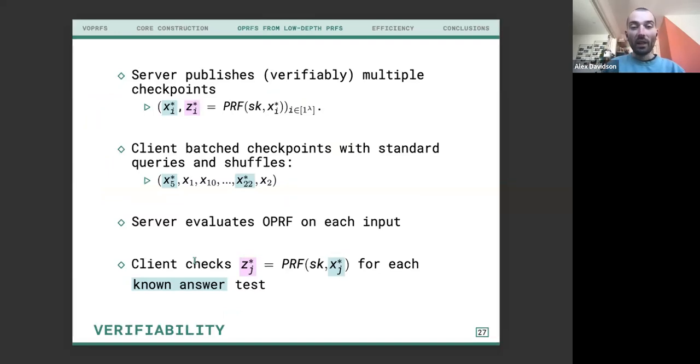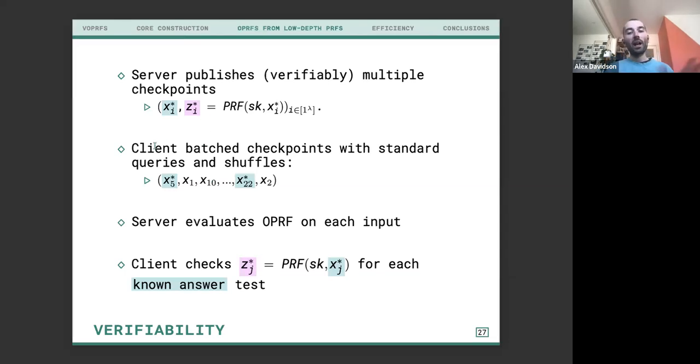So our idea is based on an idea that was also in the previous work of Albrecht et al. at PKC in 2021. The server publishes multiple checkpoints, which are almost like known answer tests for the pseudorandom function, and proves that somehow these evaluations have either been performed correctly, or that maybe it's a trusted setup or something. So the clients have these known answer tests.